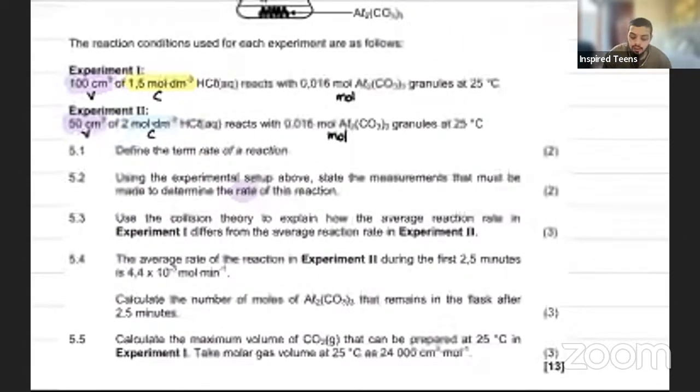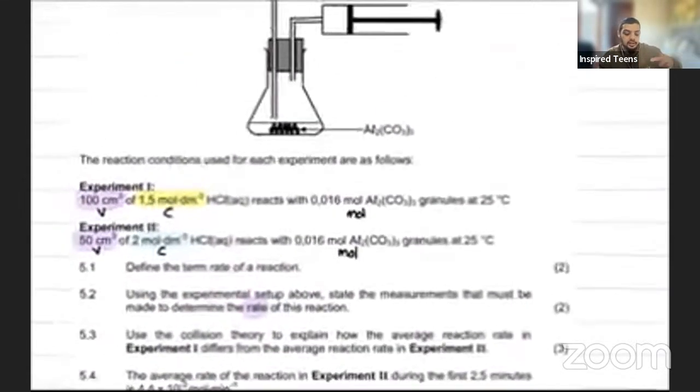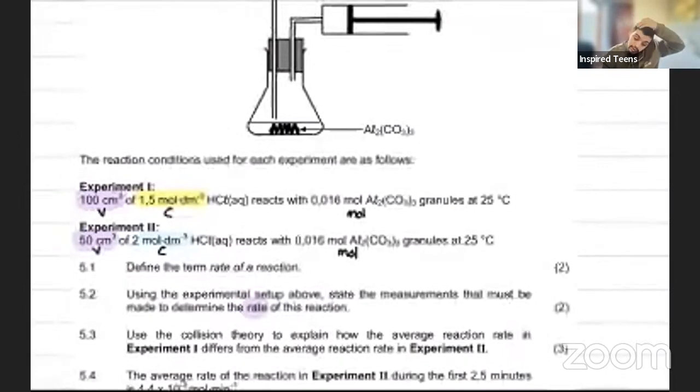Use the collision theory to explain how the average reaction rate in experiment 1 differs from the average rate of reaction in experiment 2. Now let us compare experiment 1 to experiment 2. You will say experiment 1 has a lower concentration of HCl compared to experiment 2, which therefore means fewer particles will have sufficient kinetic energy, so there will be fewer effective collisions per unit time, resulting in a lower rate of reaction.